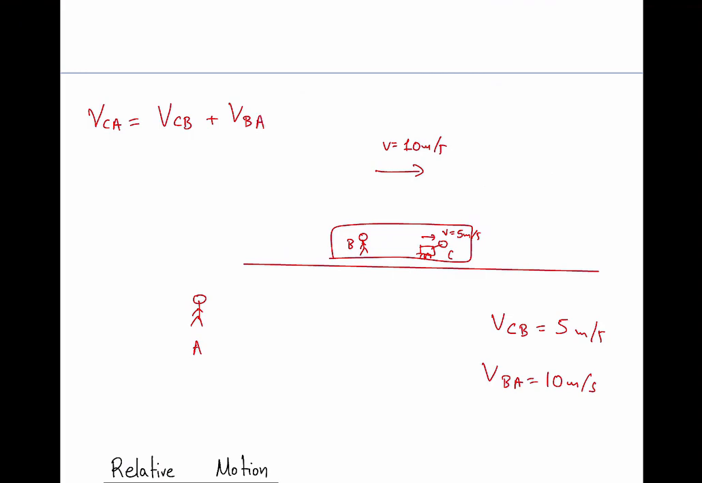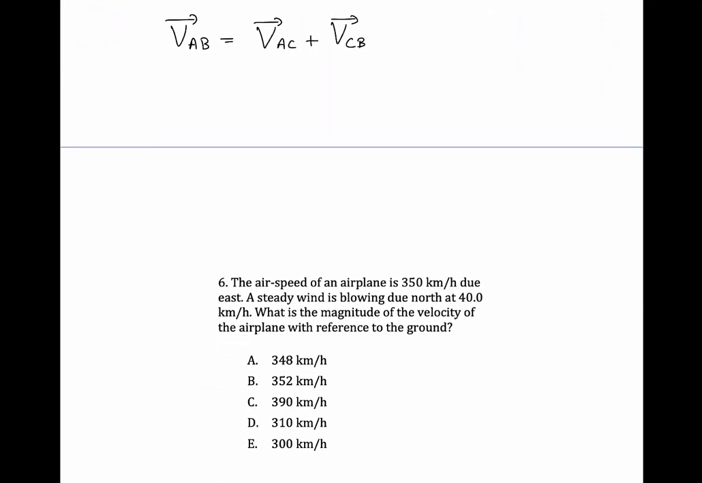So we need to make sure that we have the first letter appearing first, the last letter appearing last, and the letter in the middle appearing at the same time. So we say that velocity CA is 5 plus 10, and it is 15 meters per second, as we expected with common sense. Now let's do a few questions from past exams.